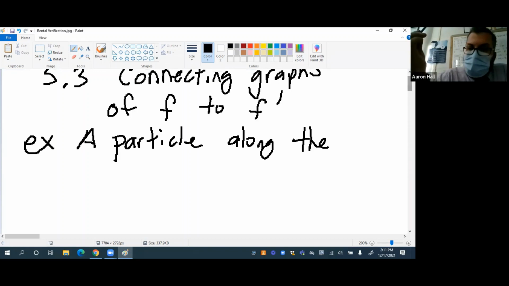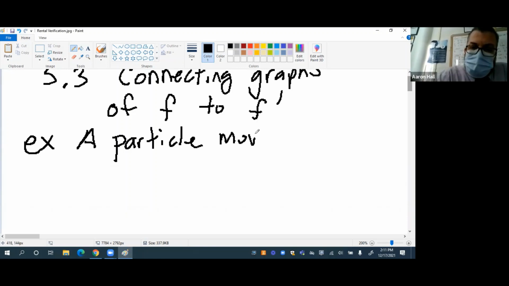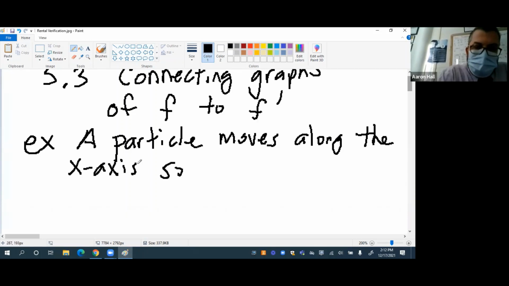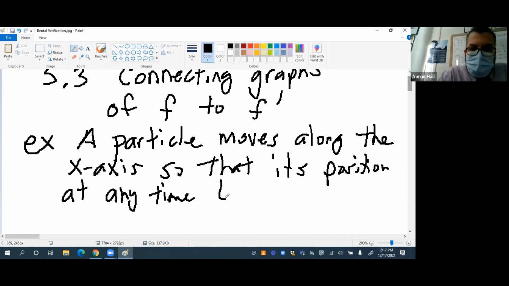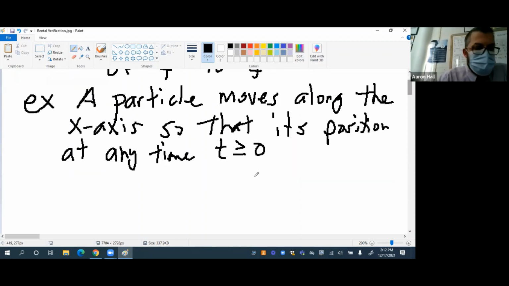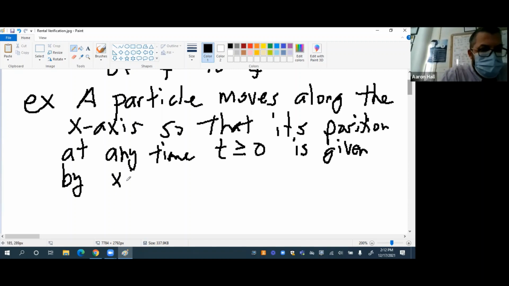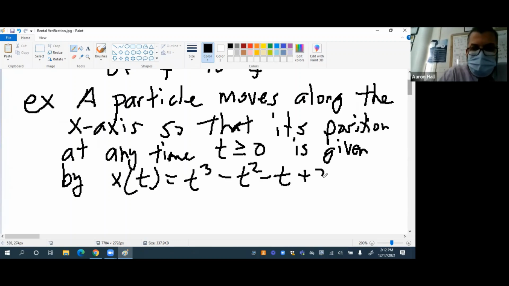Okay, so a particle moves along the x-axis, so that its position at any time t, when t is greater than or equal to 0, is given by x of t equals t cubed minus t squared minus t plus 3.